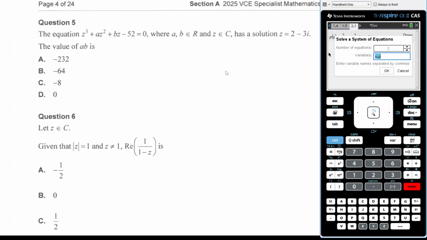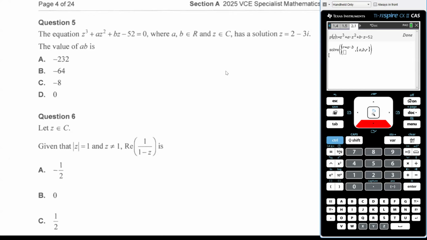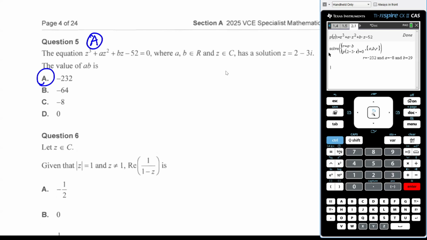So what I'll do is take just 2 entries, but now I need 3 variables: a, b, r. R means the product of a times b. So we can just say r equals a times b, and then P of 2 minus 3i equals 0. Now you can see the calculator spat out a times b is minus 232. So option A.